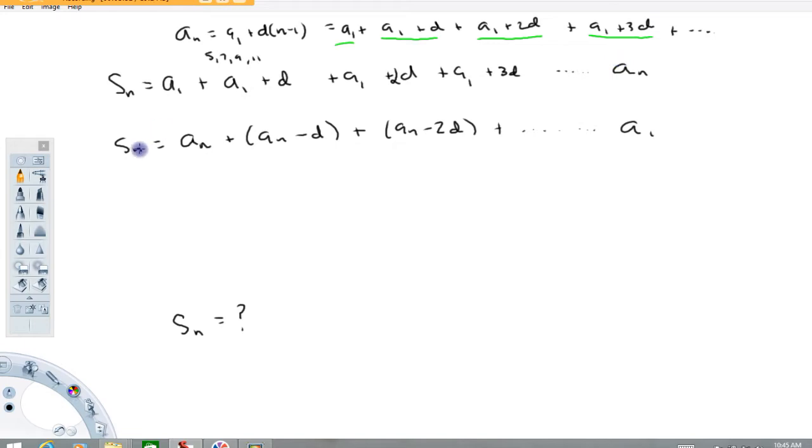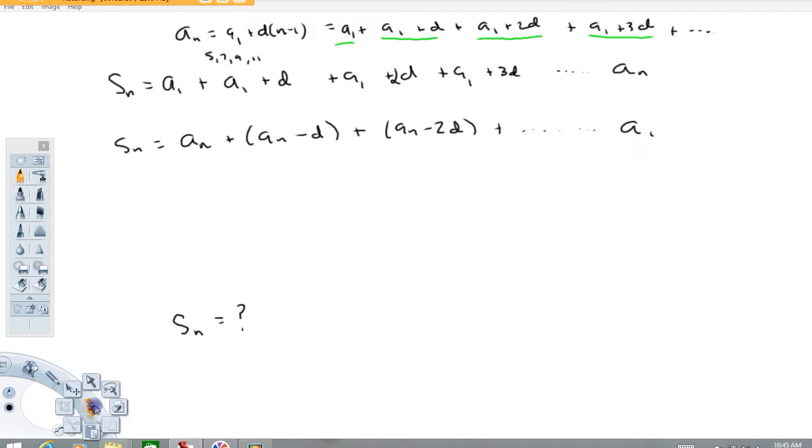Now, you can also write this sum out backwards. This is just what I call a little math trick here. If we write the sum backwards, starting here and going to the right, the very last term is A sub n, plus the next to the last one is A sub n minus D, plus the next one from that would be A sub n minus 2D, and so forth, and this would go on and on until we got to A1.